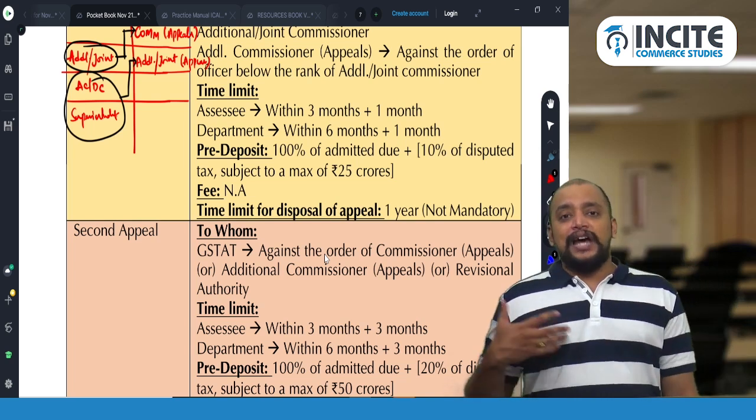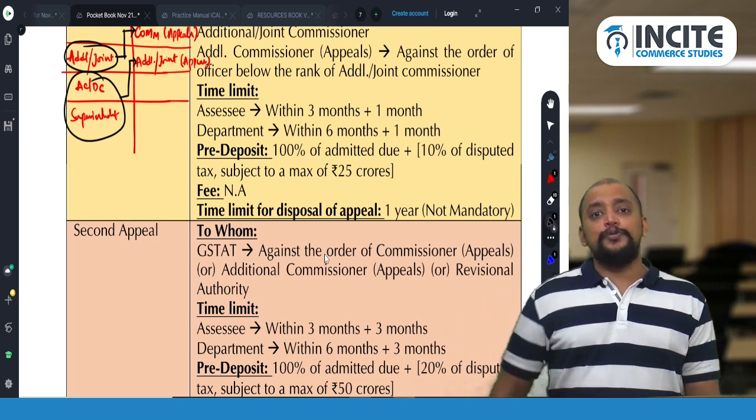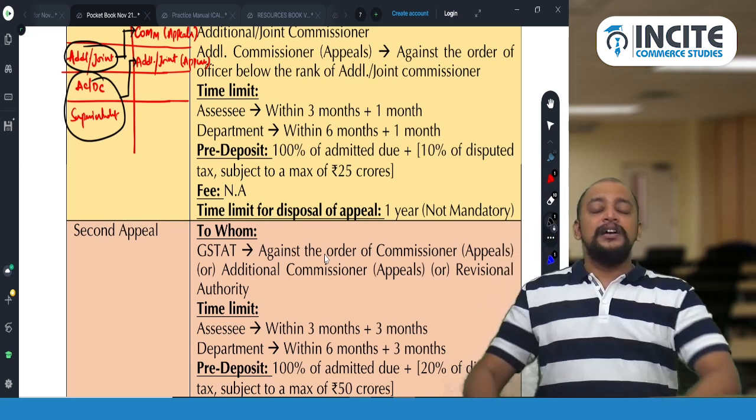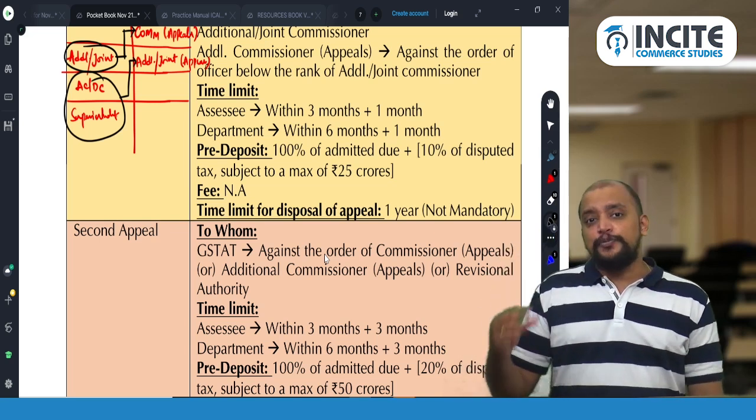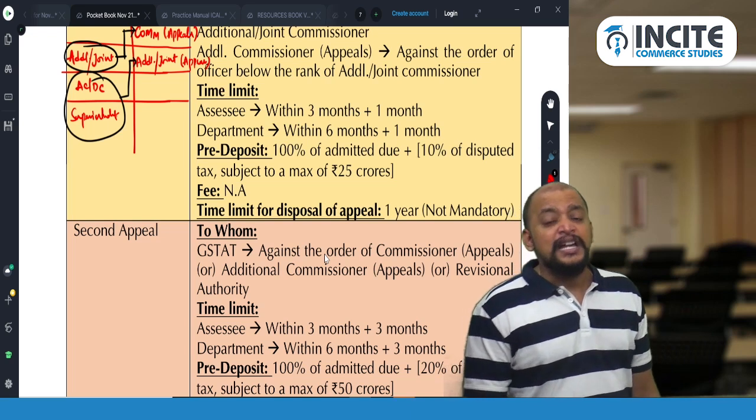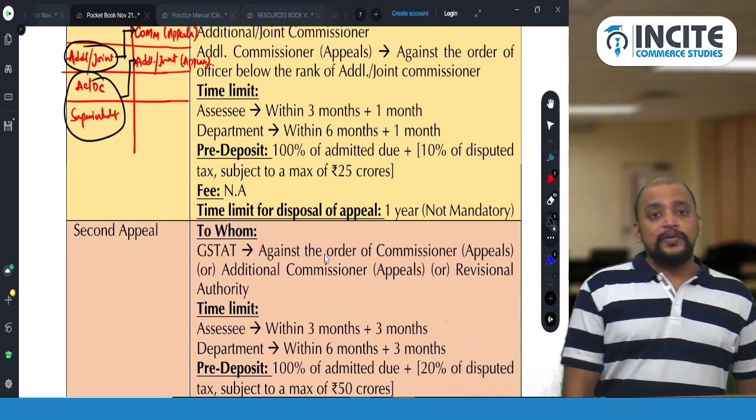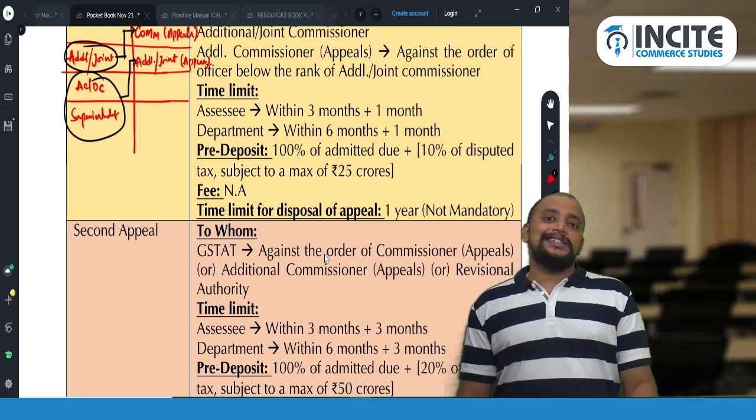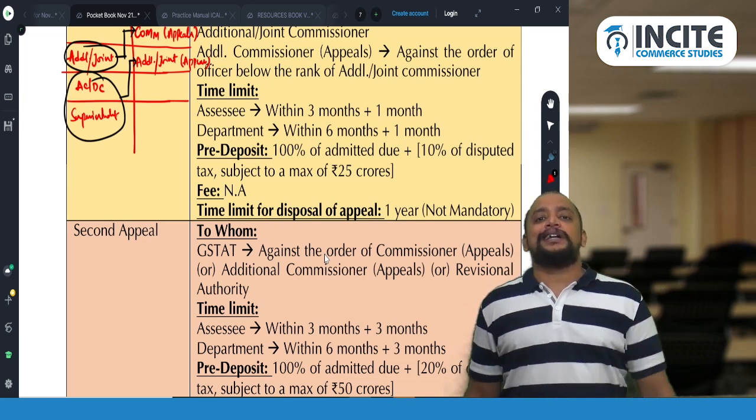Okay, so that further appeal, when they are going for the disputed, whatever is the disputed tax, not the interest and penalty, only the disputed tax, 10% they need to pay, subject to a maximum of 25 crores. So this is under CGST. The same computation will be there under SGST.